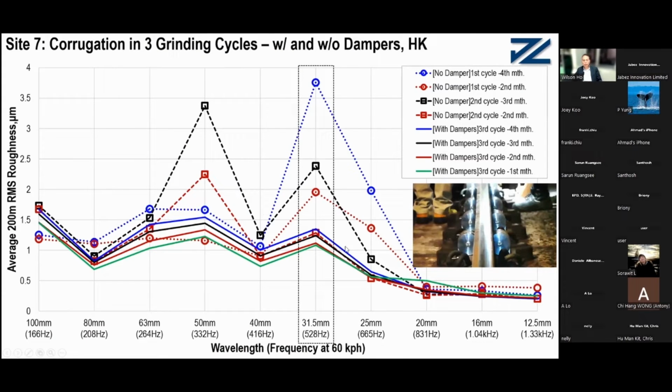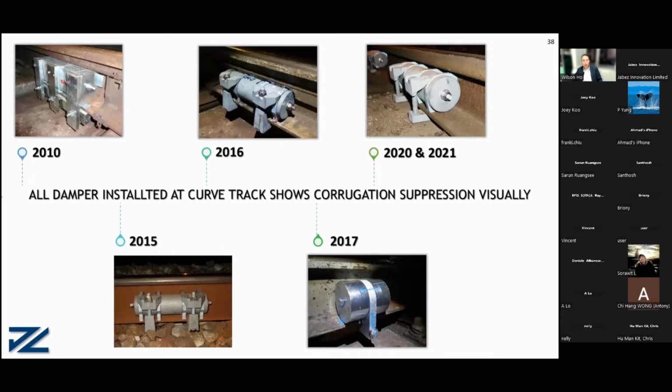For site 7, we have 2 corrugation frequencies. Sometimes it appears at 528 hertz, with corrugation up to around 3.8 micron. Sometimes the corrugation frequency is around 352 hertz, up to 3.4 micron. The dotted line is without damper, the solid line with damper. We will further explain in a later slide. Actually, in all our damper installation sites, if it is installed at a curve, we can see that they provide corrugation suppression visually. We can see there is less corrugation whenever the damper is installed there.